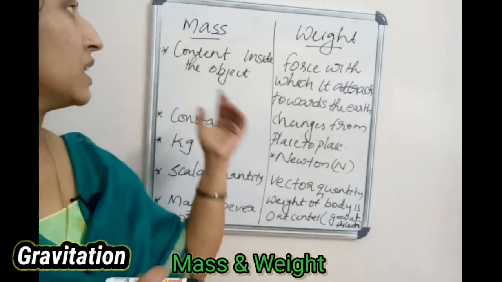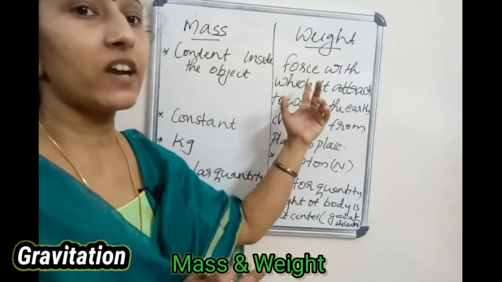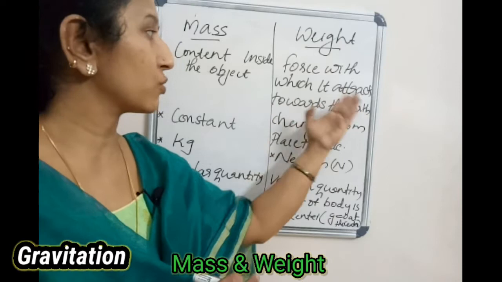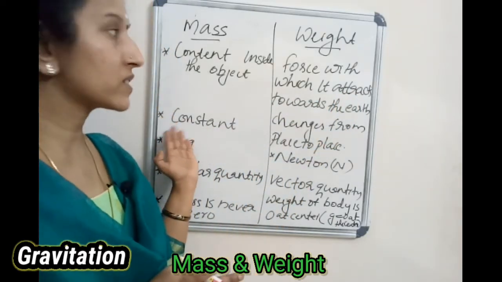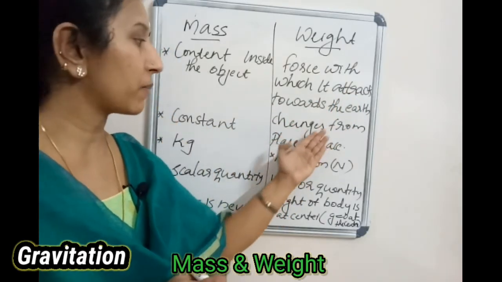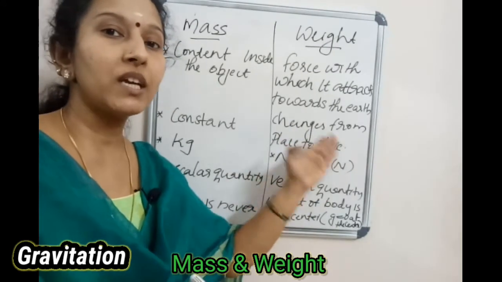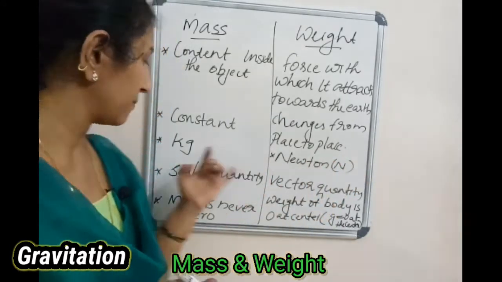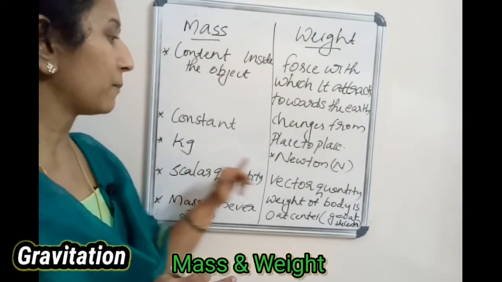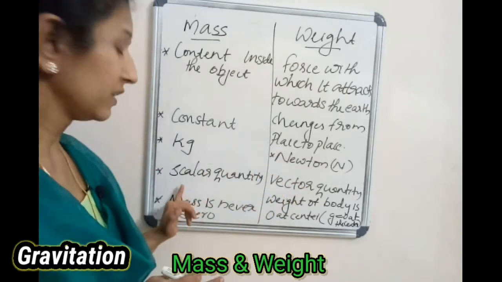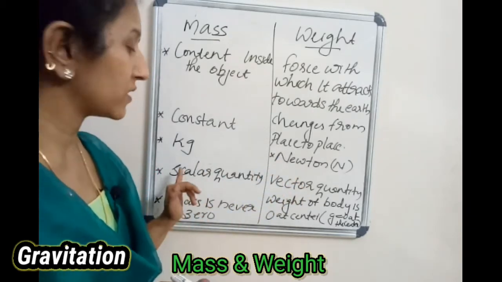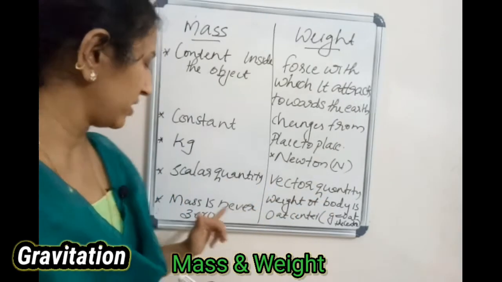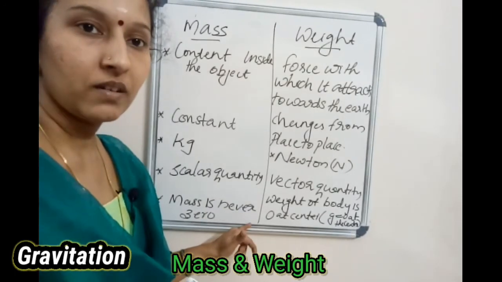So the differences are: mass is the content inside the body, weight is the attractive force between the object and earth, which means the force with which it is attracted towards the earth. Mass is constant. Weight is not a constant, it changes from place to place because W equal to mg, and g changes from place to place. The SI unit of mass is kilogram. The SI unit of weight is Newton. Mass is a scalar quantity because it has only magnitude, and weight is a vector quantity because it has both magnitude and direction. And mass is never 0.